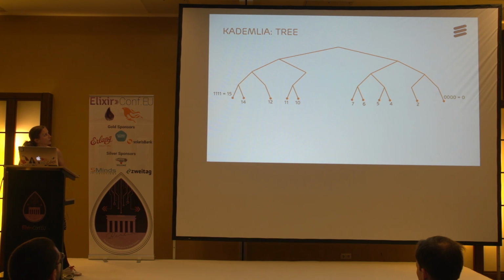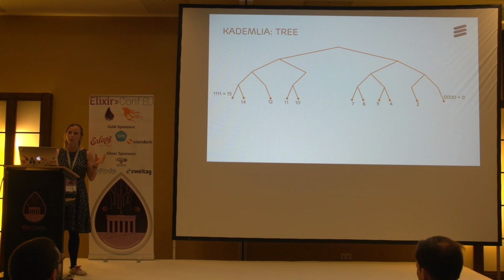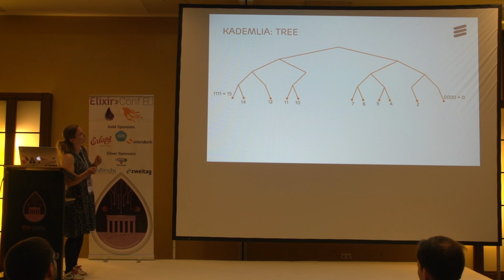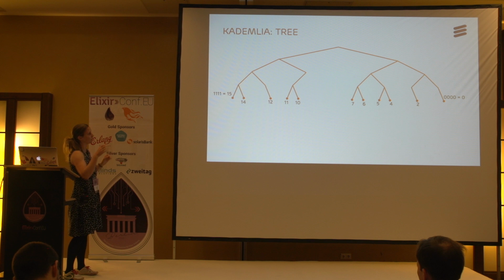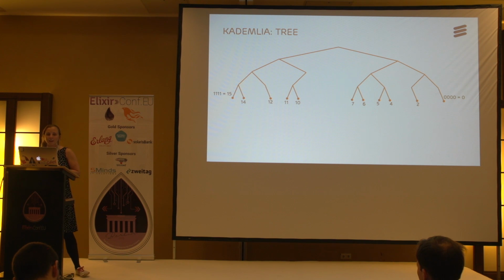Kademlia can be viewed as a binary search tree, where the nodes are the leaves in the tree. Each node has a node ID, which determines its position in the tree. So here we have an example of the nodes 0, 2, 4, 5, 6, 7, 10, 11, 12, 14, and 15.